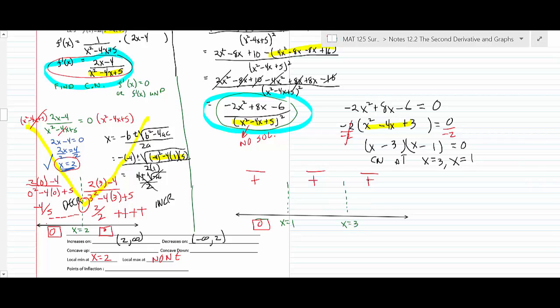So what we can do is plug into this numerator. You could use the calculator to help you a little bit if you want to, but it's pretty easy if you use 0. So you would have -2 times 0 squared plus 8 times 0 minus 6. What kind of number is that? Negative. 0 plus 0 minus 6 is negative, right? That's -6. That means you have a negative numerator. So what's a negative divided by a positive? Negative. Okay, that means it's negative. What does that tell you about the concavity?